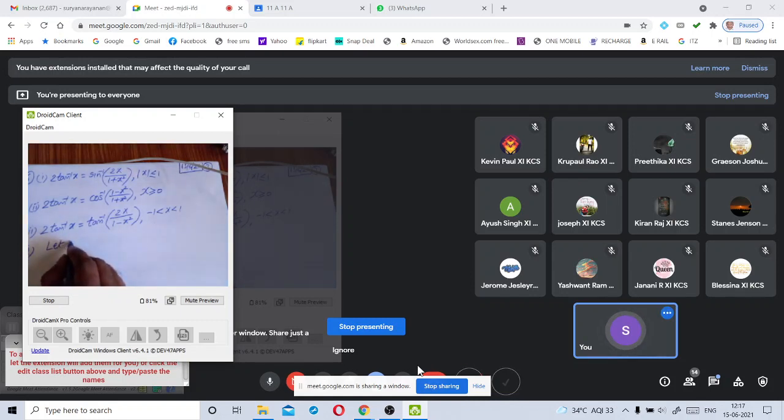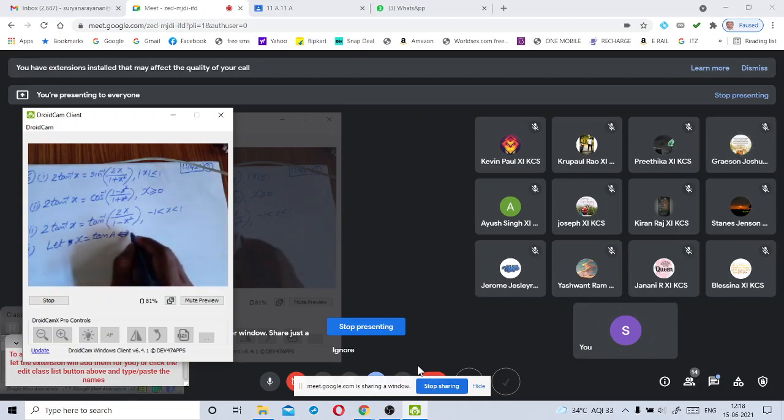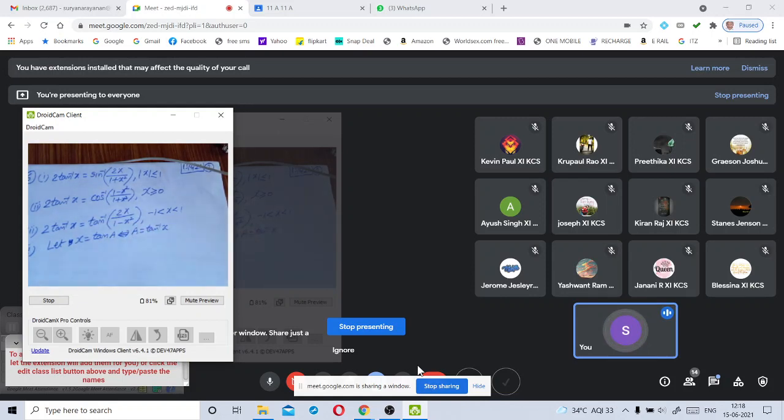Let x is equal to tan A. Then what will you get? If you send tan to the LHS, we are assuming that x is equal to tan A, so A is equal to tan inverse of x. Yes or no, my children? Yes, sir.